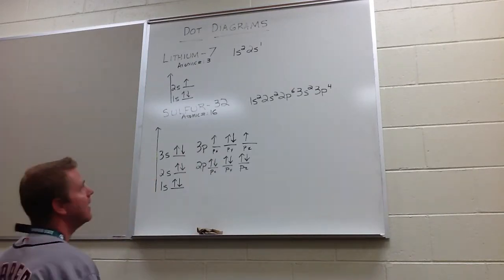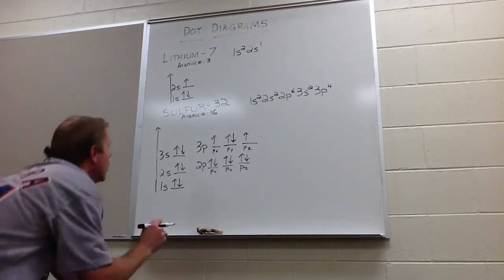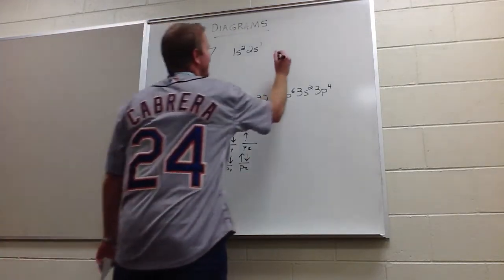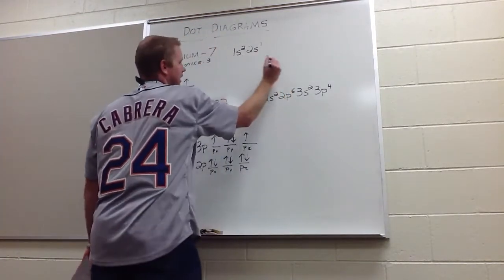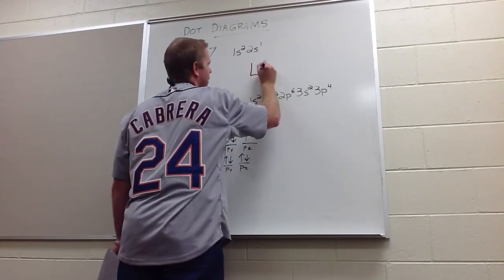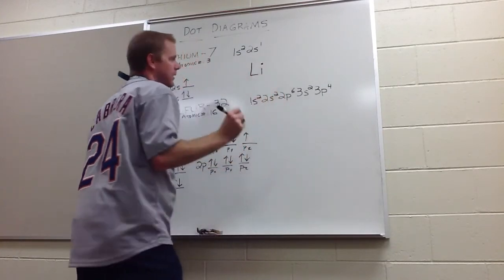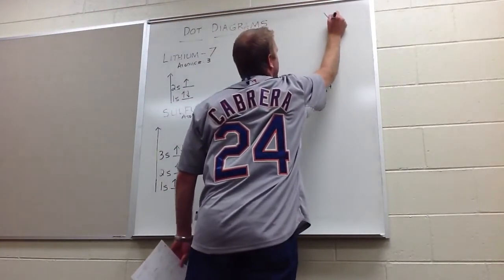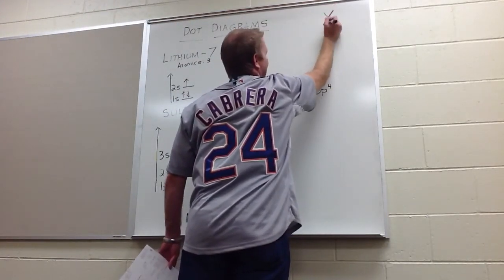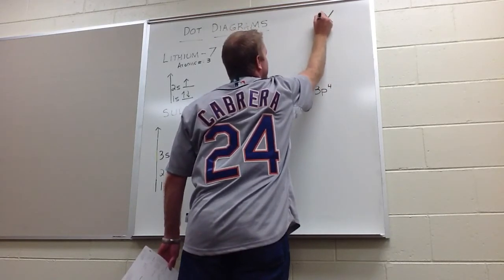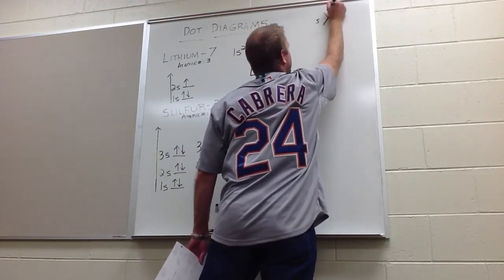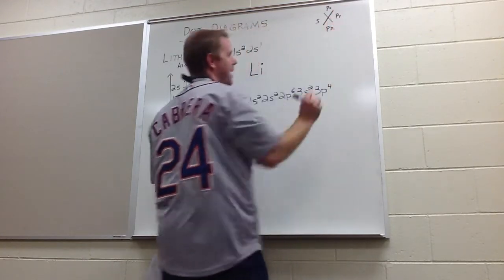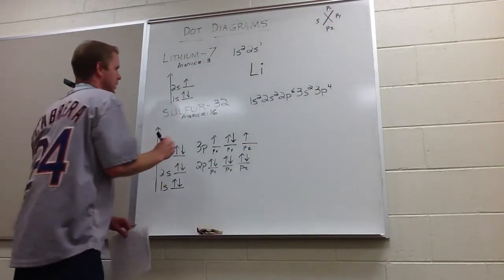Okay, here it is. Here is dot diagrams. What we do on dot diagrams is we write the element symbol. So lithium, its symbol is Li. Now here is how this works. If we have a sample element X, you put the s's here, the p of x's here, the p of y's here, and the p of z's here. What does that mean?